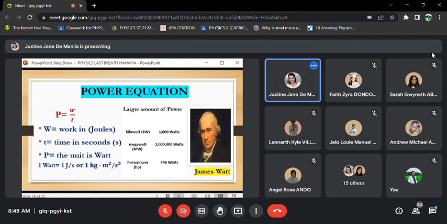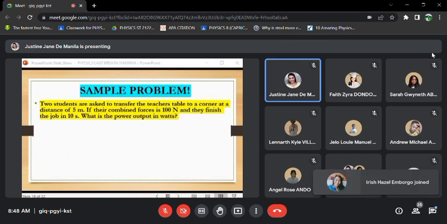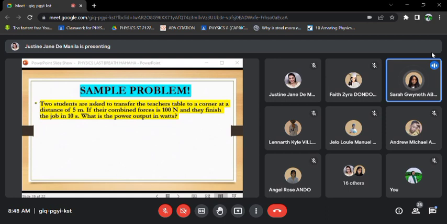So now, let's move to the word problem. Okay, Sarah, can you read the problem? Two students are asked to transfer the teacher's table to a corner at a distance of 5 meters. If their combined force is 100 N and they finish the job in 10 seconds, what is the power output in watts?